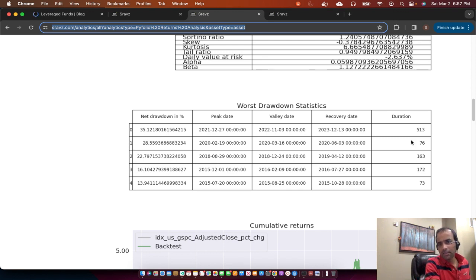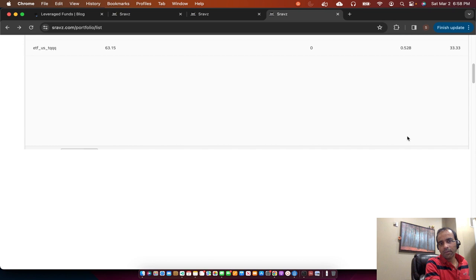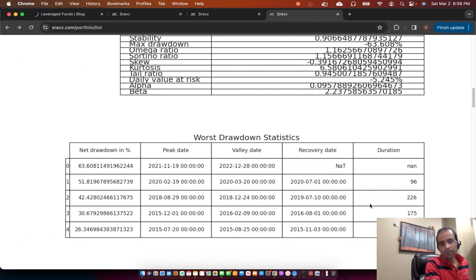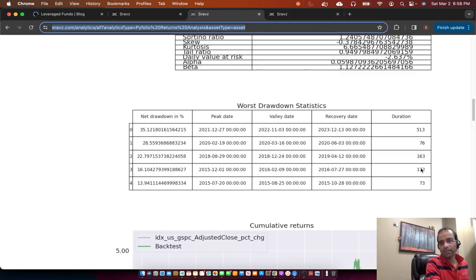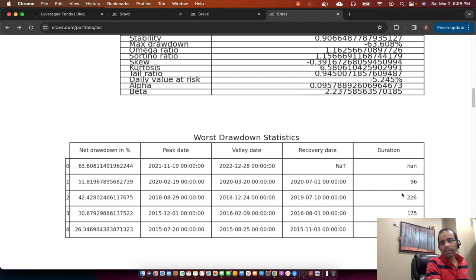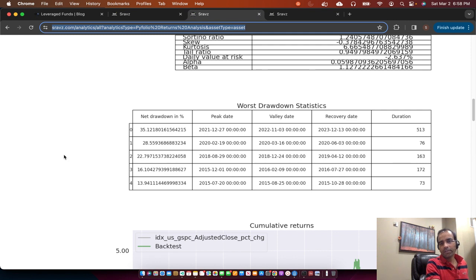Similarly, the drawdowns are much longer. So for example, we'll take another drawdown, the fourth drawdown, the 73. It recovered in 73 days, and this one took 77 days. It naturally takes more days than the non-leveraged fund to recover. So you have to be extra patient to recover your losses in leveraged funds versus non-leveraged funds like QQQ.